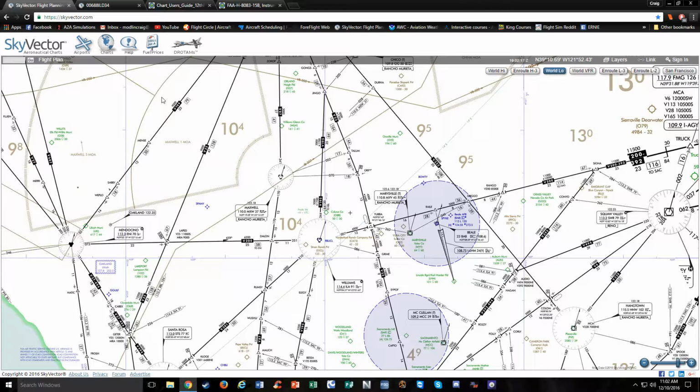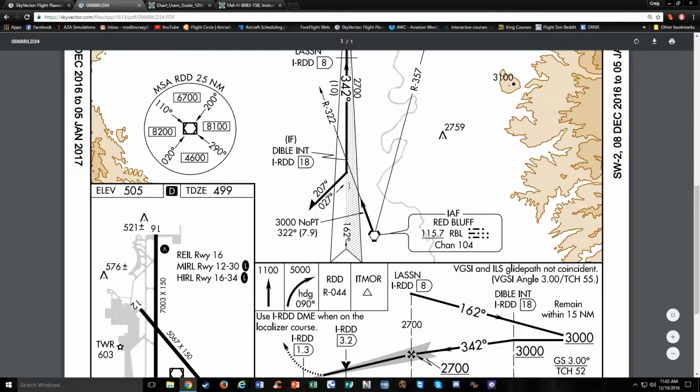Now before we get into this, I just want to make a correction from the last video. On the procedure turn we did, you come out on the 207 heading and then you make a left-hand turn to heading 027, not a right-hand turn like I said in the video.